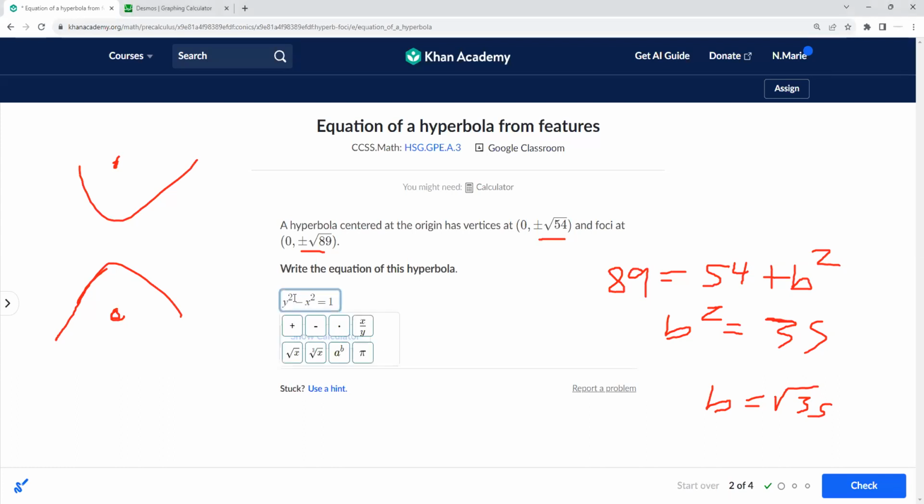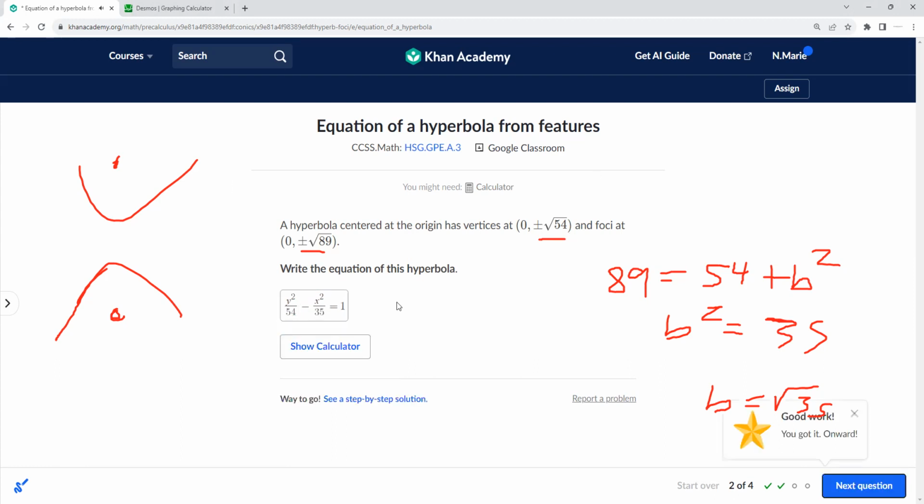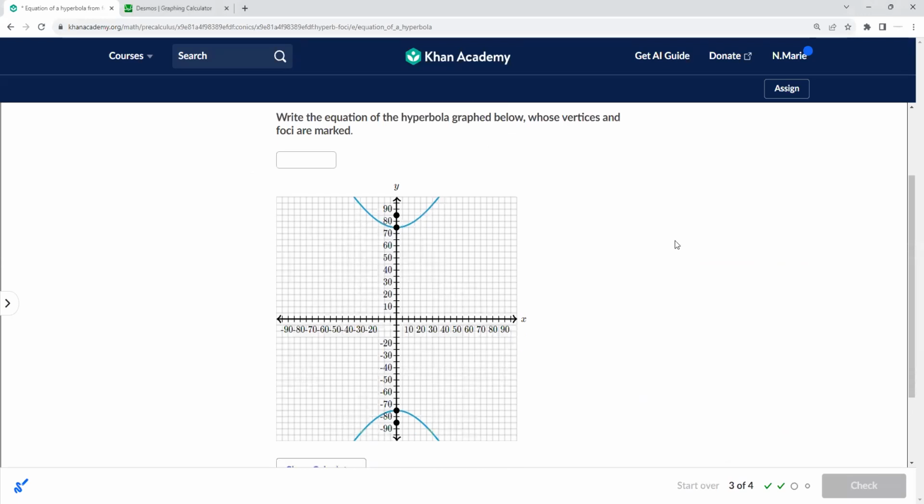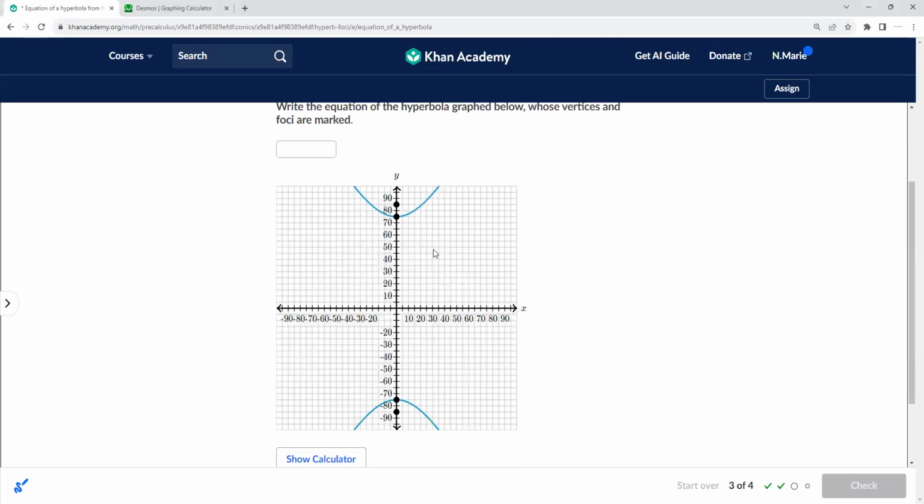And so remember, in the denominator, you square whatever the vertices is, right? So the vertices is at the square root of 54. So the square root of 54 squared just takes it out of square root. Same thing with the square root of 35. It just takes it out of square root. So do not put the square root in the denominator there when doing the equation, or you're going to get that incorrect. And so you're pretty much doing the same thing again and again.